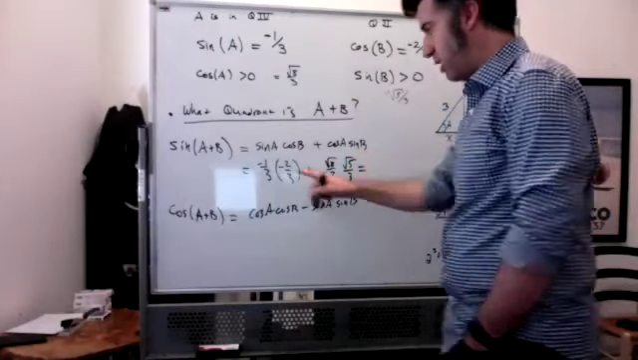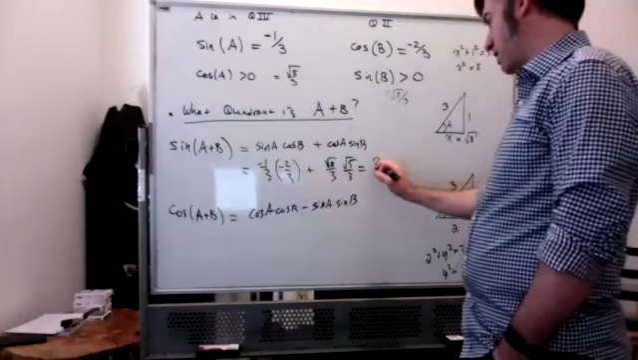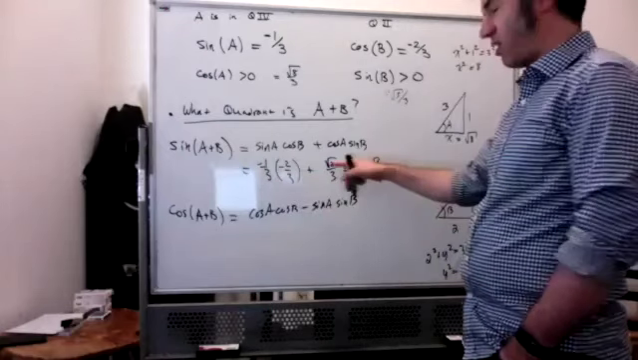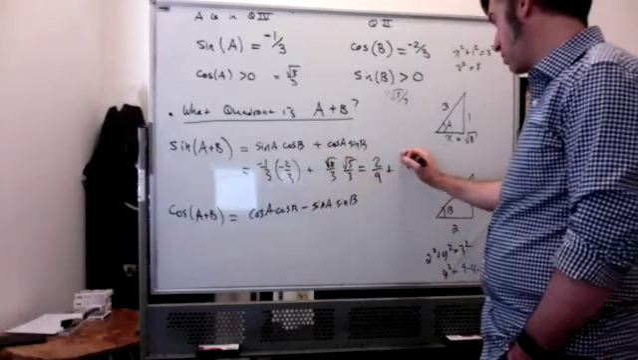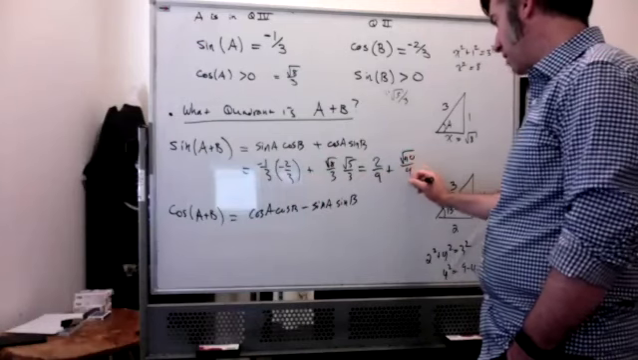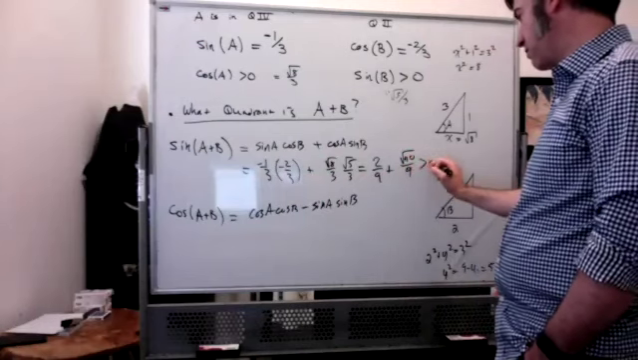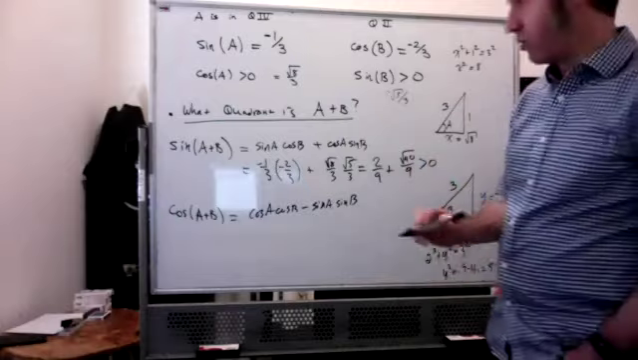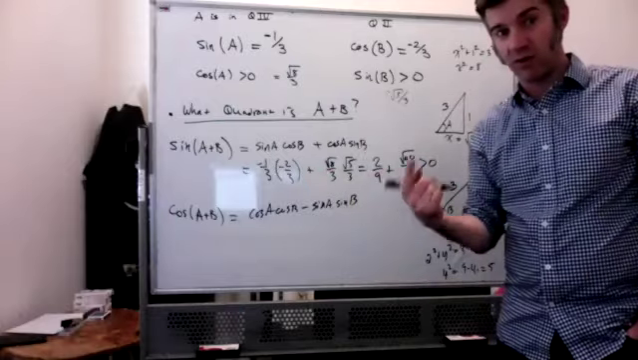So let's see what we get. We get negative, so positive 2/9 plus square root of 8 times square root of 5, which is square root of 40, over 9. And this is definitely positive. Great. So since sine is positive, we're either in quadrant 1 or quadrant 2.